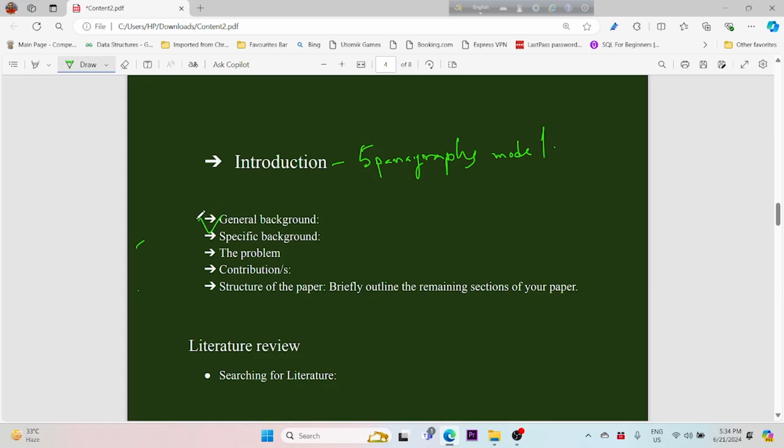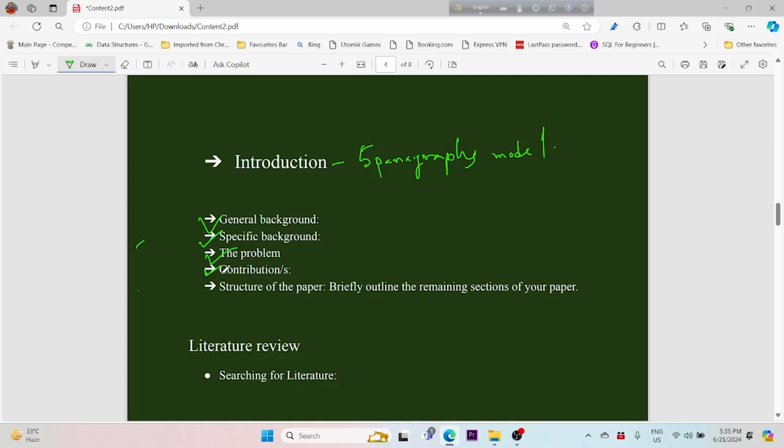First, the general background. In this section, you have to discuss the broader significance of your research topic. In the specific background, here you will narrow down to the specific area of your research and its significance. And the third paragraph will be the problem statement. You have to explain the research problem you are addressing and its importance.